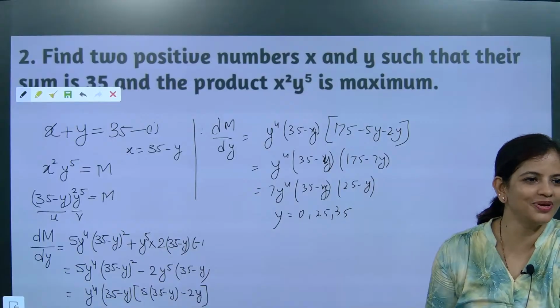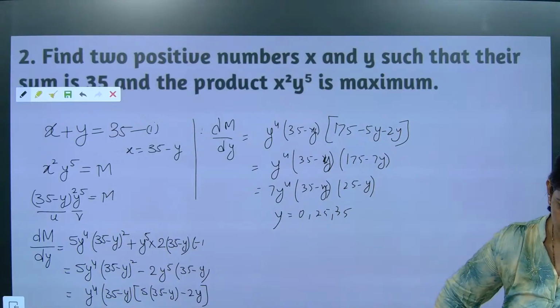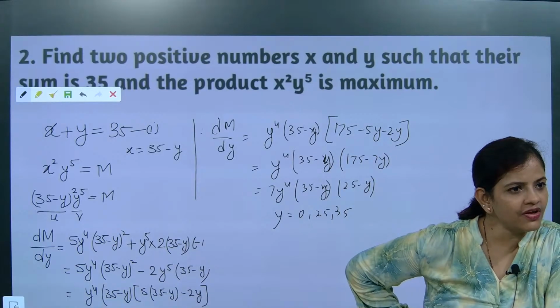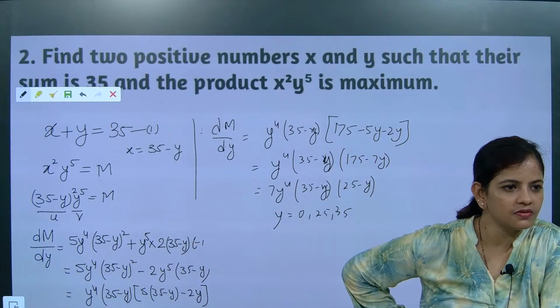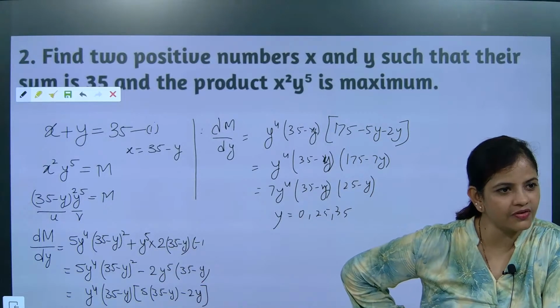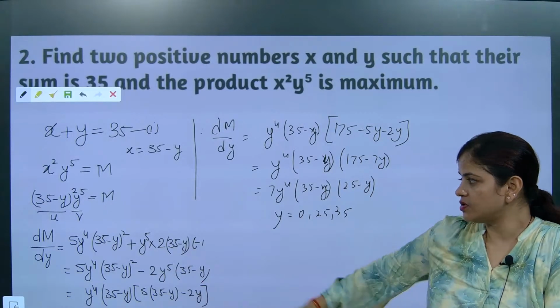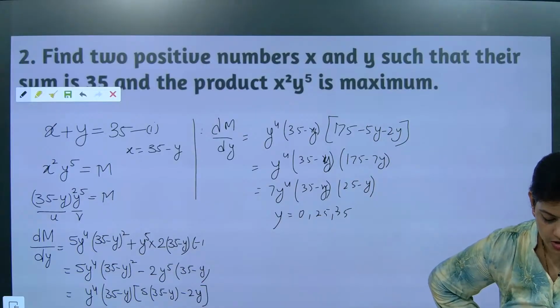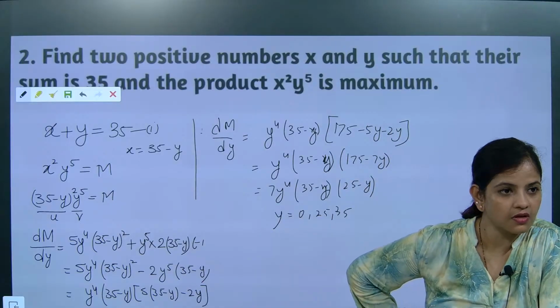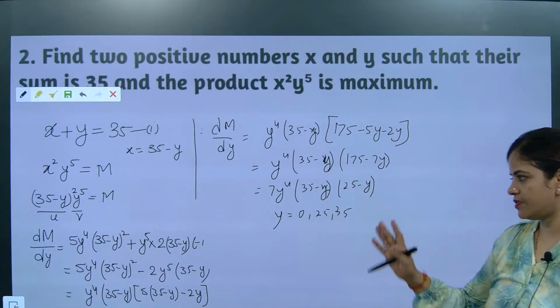Nice. One more time differentiate. 25, 35 is not possible. You got only 25? No, 35 will also come, na? 35 minus y common is there. Check. Yes, but see the concept.